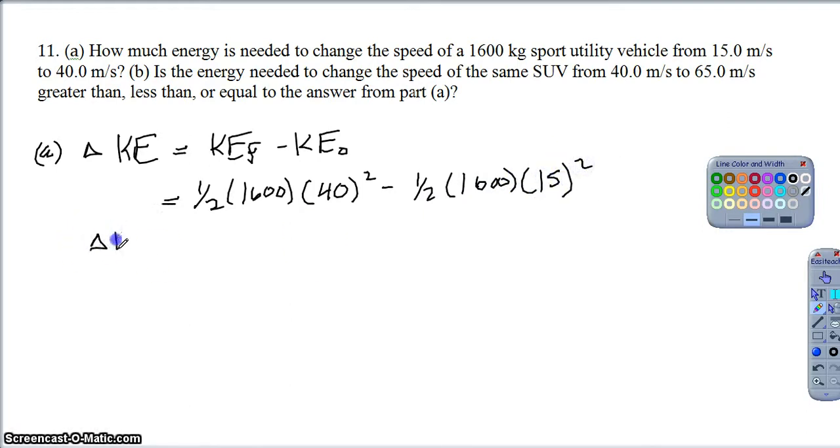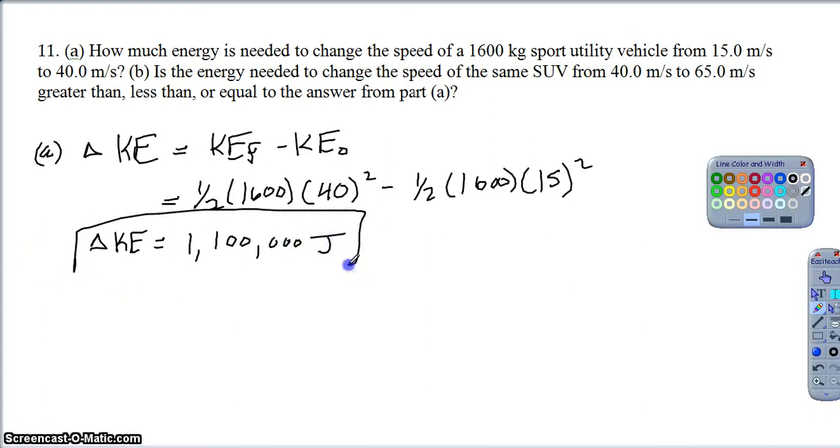So again, finding the change in kinetic energy for part A, hopefully pretty easy. It does end up being a pretty large number here. So I get about 1,100,000 joules of energy being required to increase it by that much velocity. Again, it's fairly reasonable to expect because 40 squared is large and 1600 is already a large mass as well. So nothing too out of the ordinary there.